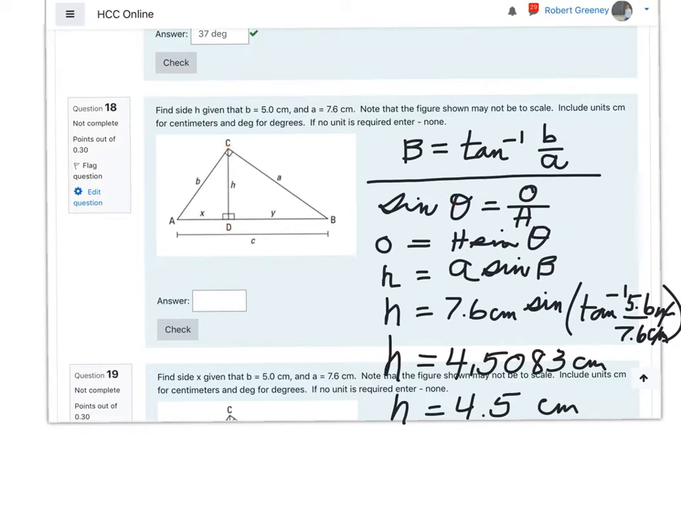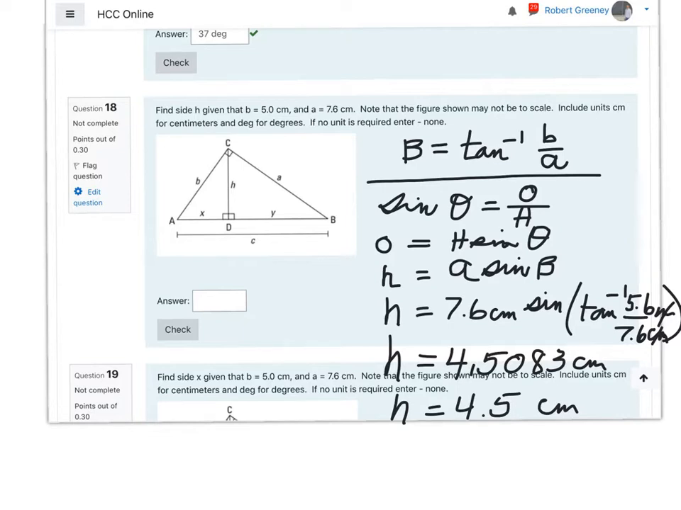So the sine of theta equals opposite over hypotenuse. The opposite side from the angle is what we want. So doing the algebra, opposite equals hypotenuse times sine. The opposite side here is H, the hypotenuse is A, and we take the sine of B. So let's put the numbers in. A is going to be 7.6 centimeters, times the sine of this angle. And this angle is the inverse tan of 5.6 centimeters over 7.6 centimeters.